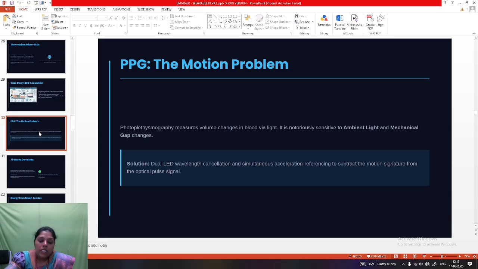Let us move on. Next slide. PPG, the motion problem. Photoplethysmography measures volume changes using visible light. It is notoriously sensitive to ambient light and mechanical changes. Solutions: dual LED wavelength cancellation and accelerometer-based motion signature subtraction from the optical pulse signals.